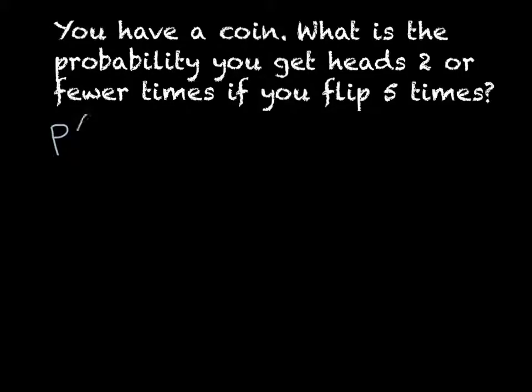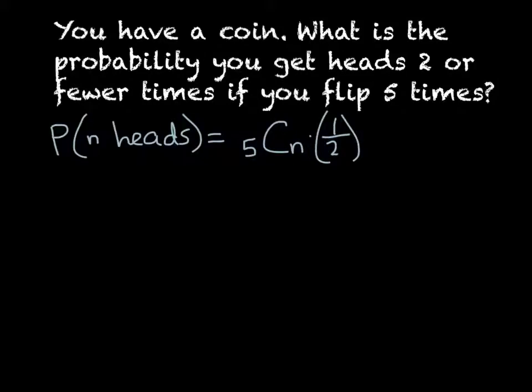The probability of getting n heads is equal to combination, we're doing this 5 total trials, n successes, times probability of success to the power of number of successes times the probability of failure to the power of the number of failures.